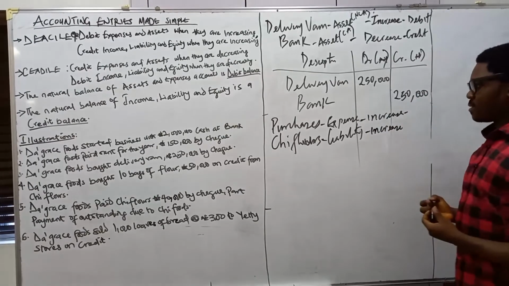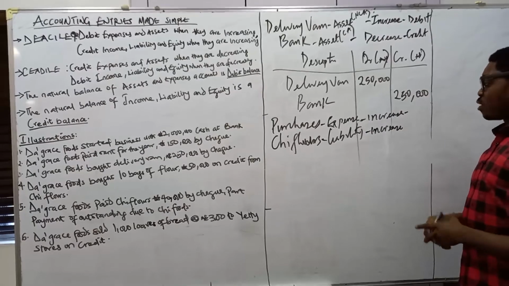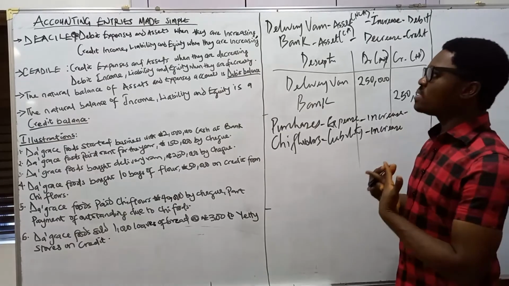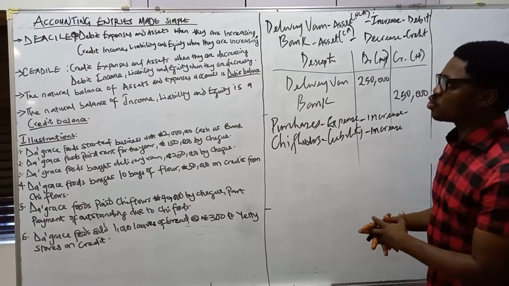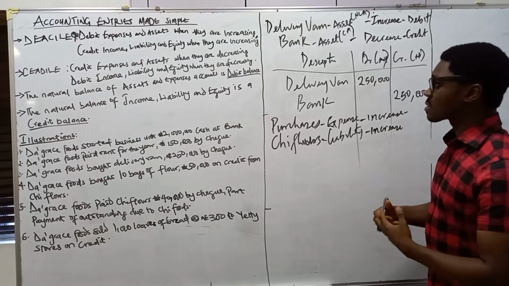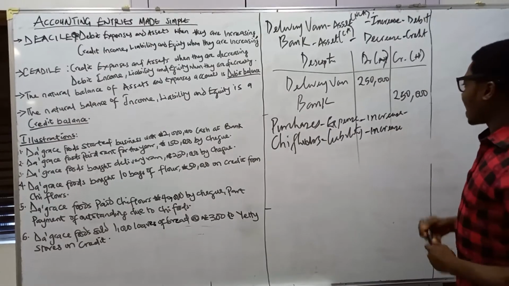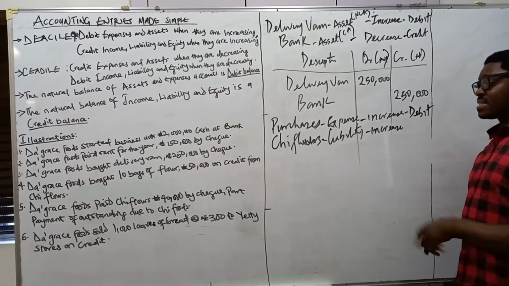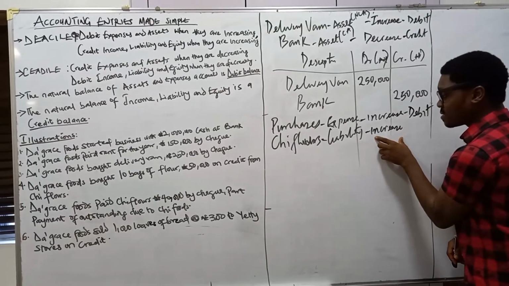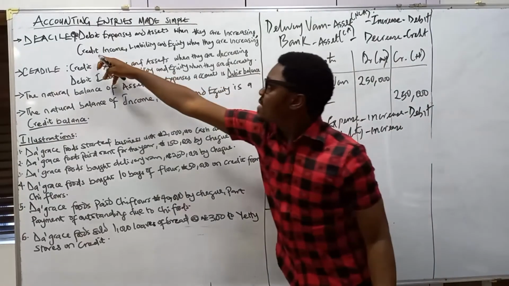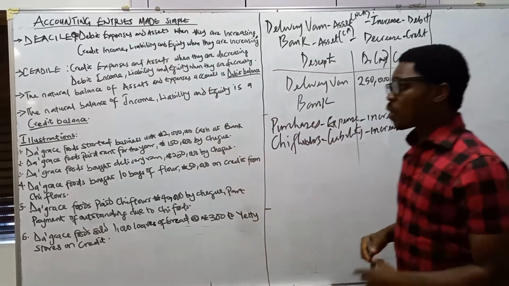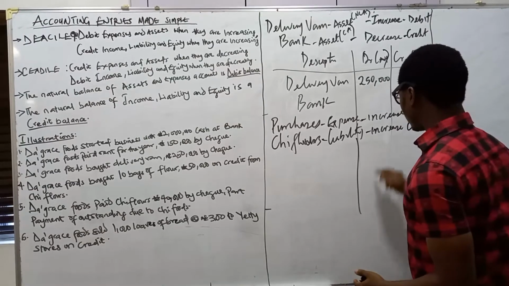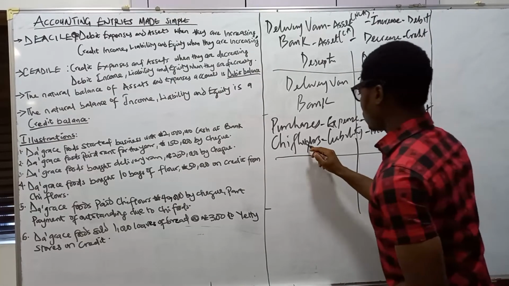Now we take it further to the debit side and the credit side, to the effect of either the debit or the credit. The rule says that when expense and asset are increasing, you debit them. Purchases, an expense, has increased, so we debit it. Cheap Flours is a liability, and because it has increased, the rule says you credit income, liability, and equity when they are increased. So what do we do to liability? We credit it.